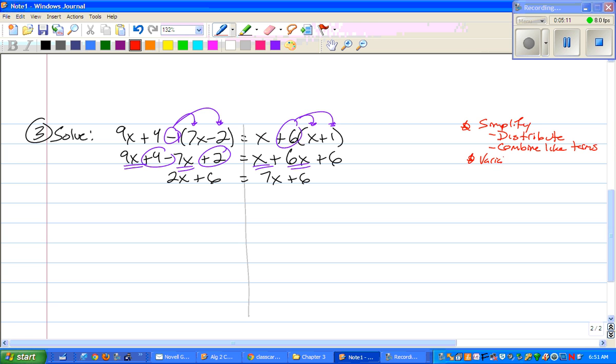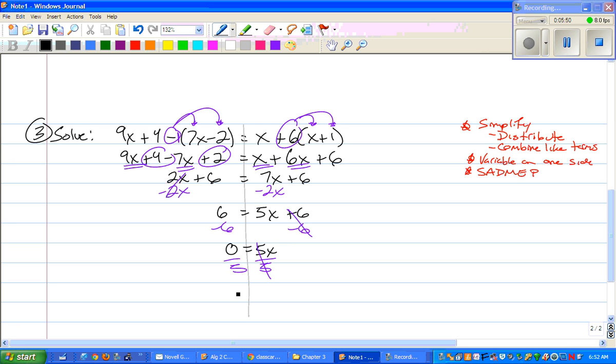All right, so we want our variable on one side. So I'm going to move the smaller of the variables. And we're left with 6 equals 5x plus 6. And the last thing to do is SADMAP. So we need to get rid of the addition first. You do that with subtraction. 0 equals 5x. And then divide by 5. 0 divided by 5 is 0.